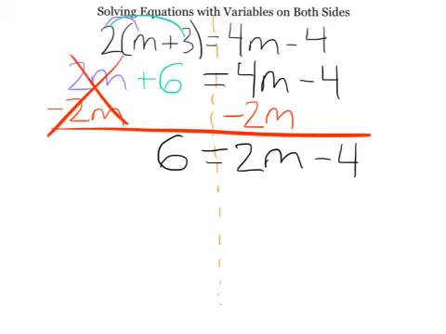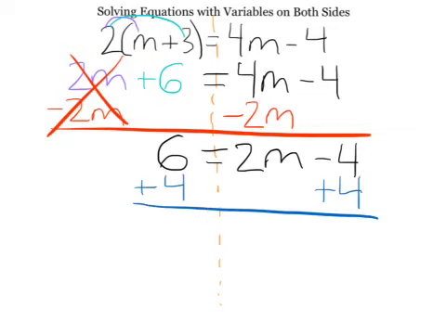We need to do opposite operations. So we have a minus 4 over here. We need to undo that by adding 4. So we can add 4 to both sides. 6 plus 4 makes 10. And that's equal to 2m.